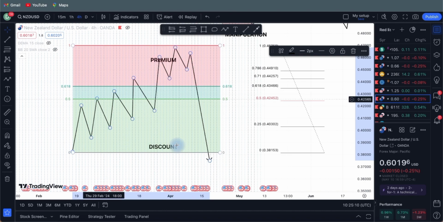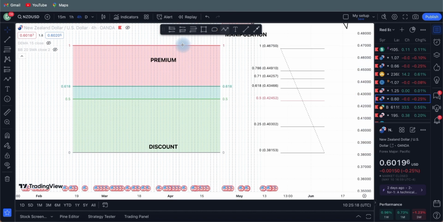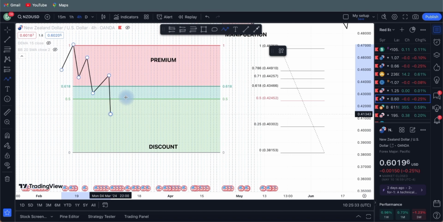Whenever the market is in a discount zone, for instance, let me give an example. When the market is moving like this, lower highs, lower lows, lower highs, lower lows, it's expected that whenever it enters a zone like this, you prepare yourself to take buy positions only.